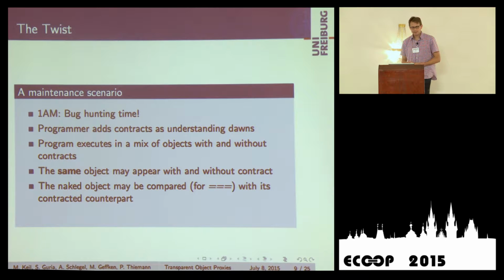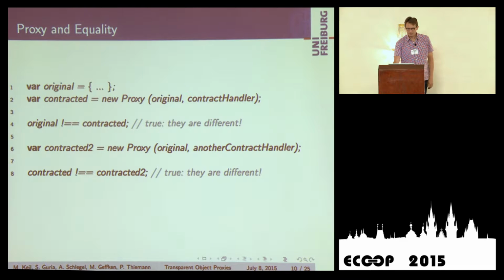And that means, in the worst case, that the naked object may be compared for equality with its contracted counterpart, or two differently contracted counterparts may be compared to one another. Now the interesting question is, what happens, right? Yeah, so 4 o'clock in the night, you drank lots of coffee, Red Bull, or whatever you used to stay awake. Yeah, so what happens?